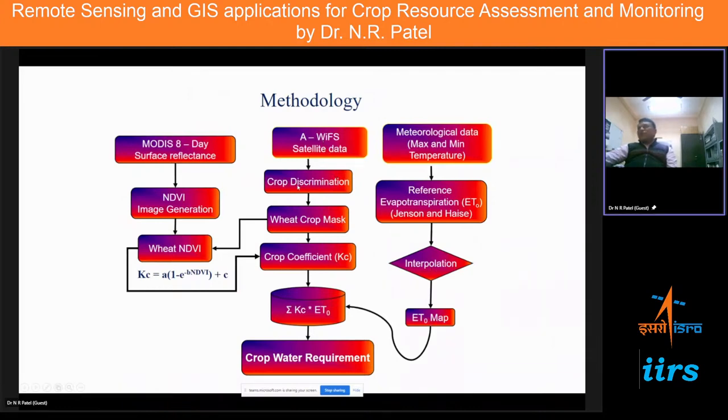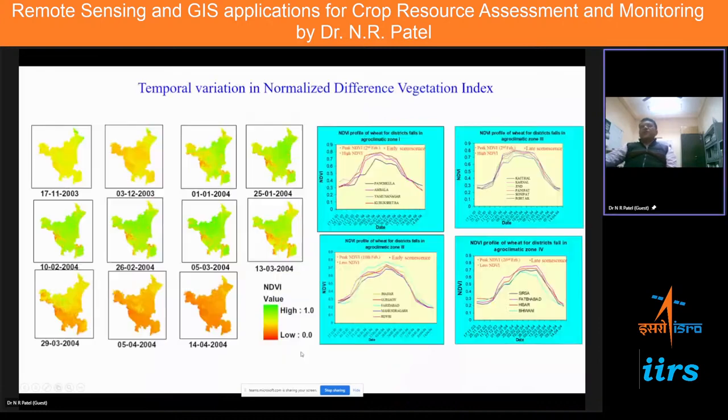Advanced data you can use for crop classification. MODIS data you can use for NDVI generation. Then with ground observation of lysimeter data, you relate the crop coefficient against the NDVI to get an exponential, negative curve of Kc. Finally, the crop coefficient is multiplied with the reference evapotranspiration to get the crop water requirement. Here you can see the whole of Haryana from November to almost April.